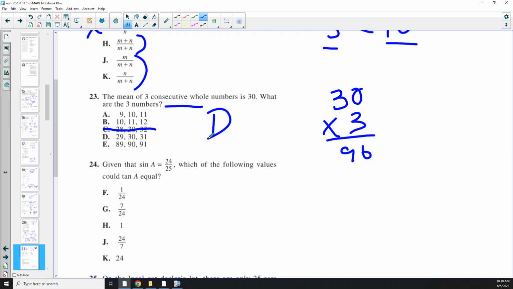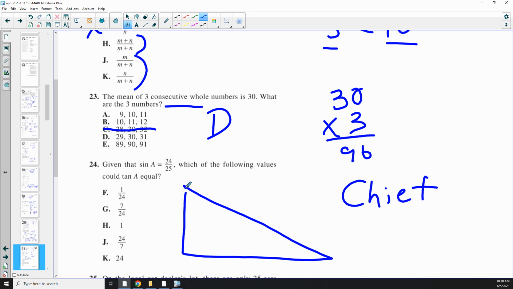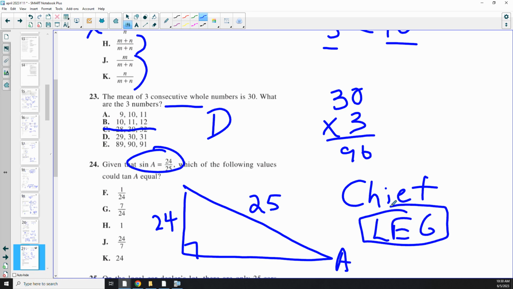24 is a classic leg, and it makes the right triangle. It looks like A is the angle they're talking about. Where's 24? It's the opposite. What's 25? It's the hypotenuse. Now use your leg program. Leg will get you the third side right here. Again, I don't have my programs listed just yet, as my calculator was rebooted, so I have to do it that way. Now, the tangent is 24 over 7, which is choice J.